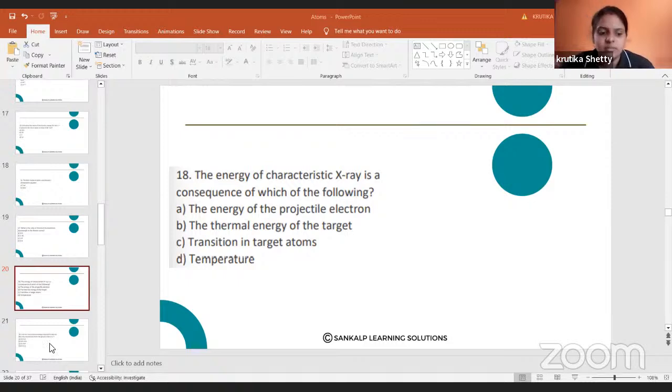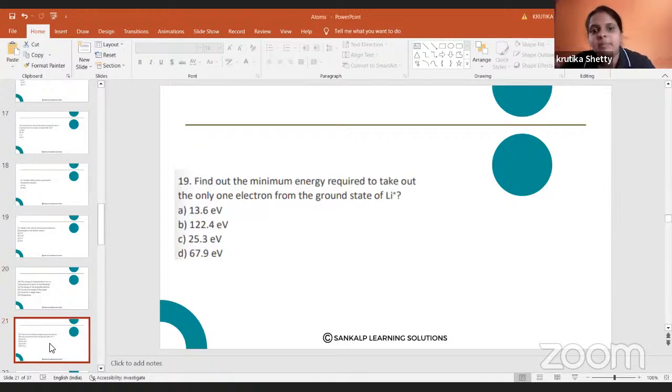So next question. Find out the minimum energy required to take out only one electron from the ground state of lithium. So how to calculate this? We need to calculate the minimum energy required to take out only one electron. ಕೇವಲ ಒಂದೇ electron ಅನ್ನ ground state ಇಂದ ತೆಗಿಬೇಕಾದ್ರೆ ಎಷ್ಟು energy ಬೇಕಾಗುತ್ತೆ? That too for the lithium atom.